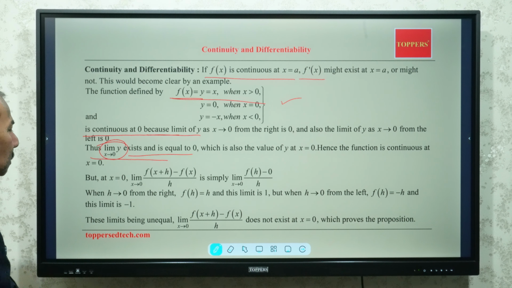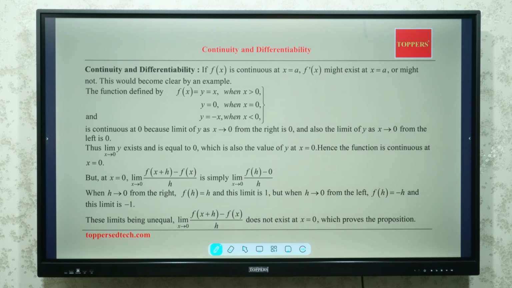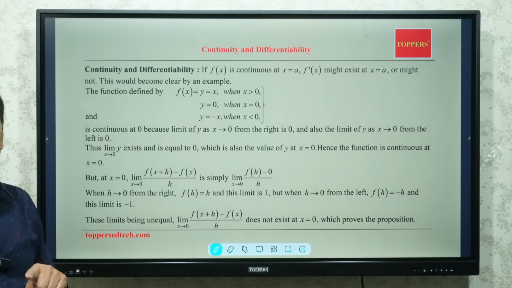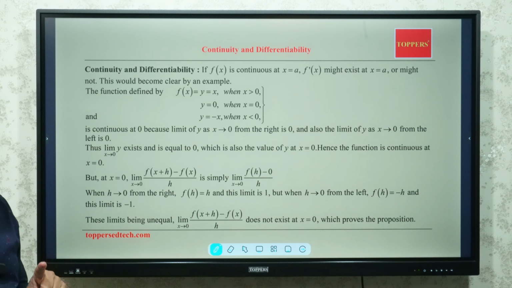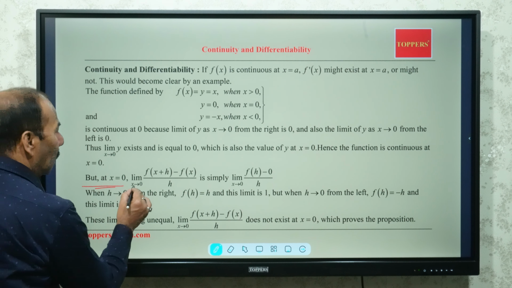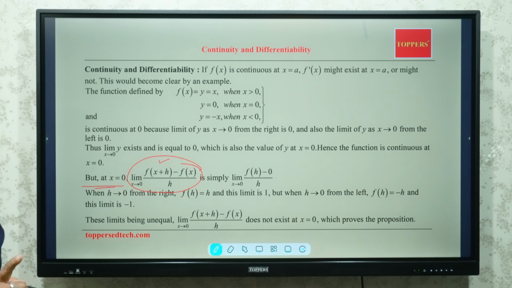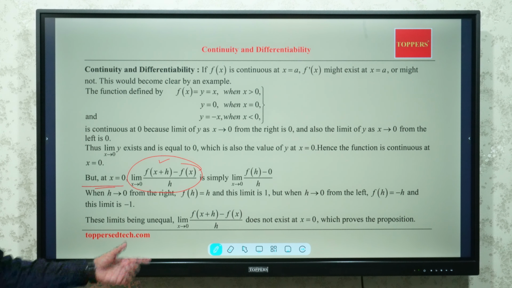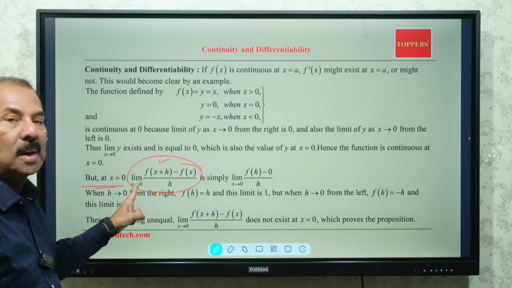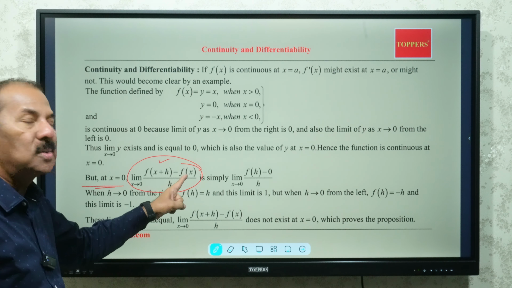Now let us consider the differentiability of the function. When we say differentiability of the function, it means the left hand derivative and the right hand derivative should exist and should be equal. So here, if you consider x equal to 0, the definition of differentiability is that f dash x is defined as the limit of f of x plus h minus f of x upon h, when h tends to 0. So here we have considered this f of x.